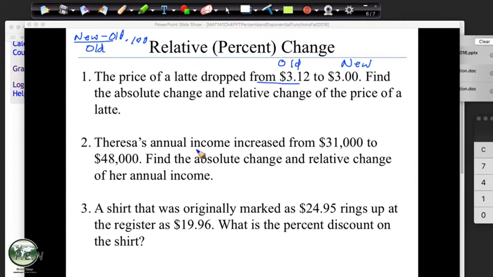How about Teresa's annual income increased from 2? Whenever you say from something, that's always older, right? It was the start. There's the old. Here's the new. Nothing to it. It was originally the beginning, right? The original, that's got to be the old. It rings up at the register. That's obviously after, that's down the road. That's the new. New minus the old divided by the old.